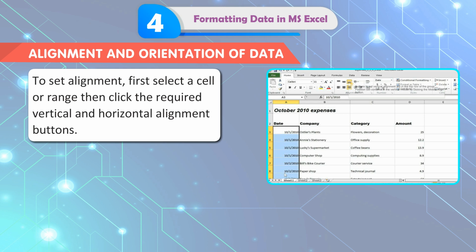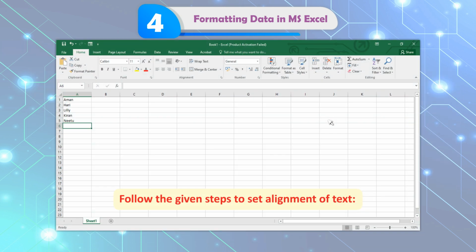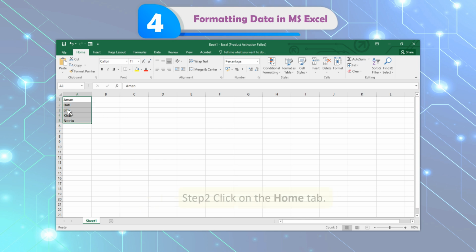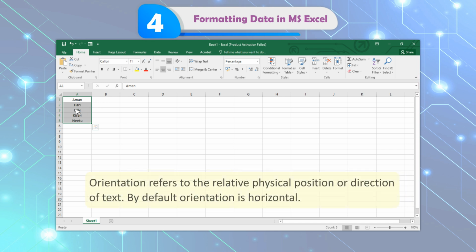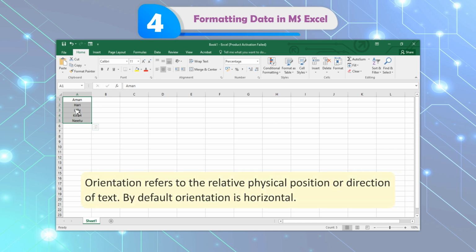To set alignment, first select a cell or range, then click the required vertical and horizontal alignment buttons. Follow the given steps to set alignment of text. Step 1. Select the cell or range of cells. Step 2. Click on the Home tab. Step 3. Click on the required alignment from the Alignment group. The text gets aligned. Orientation refers to the relative physical position or direction of text.